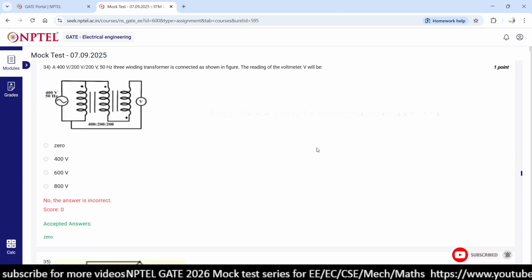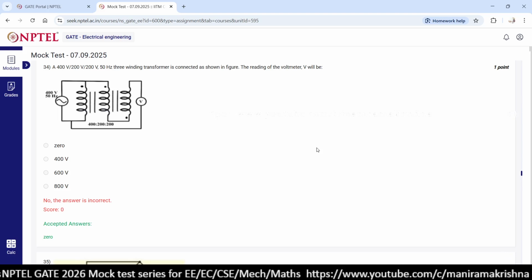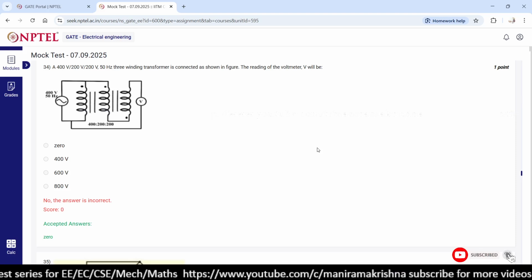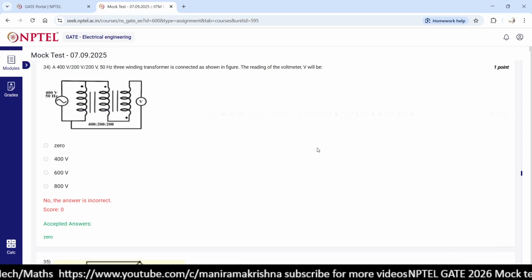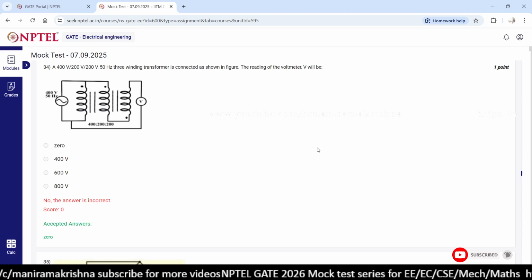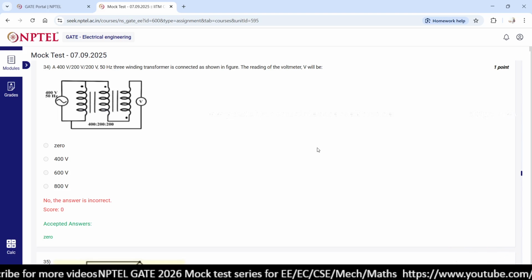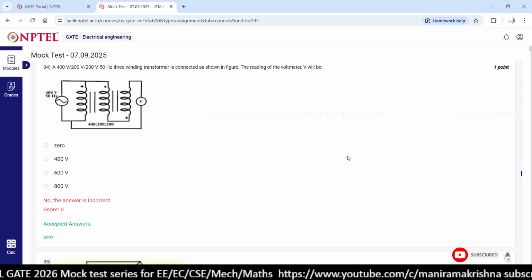We'll have the transformers. Always remember that there is one question from transformer test construction, another from the test. We'll have star to delta, delta to star, parallel operation, load test, and one question from the transformer construction.